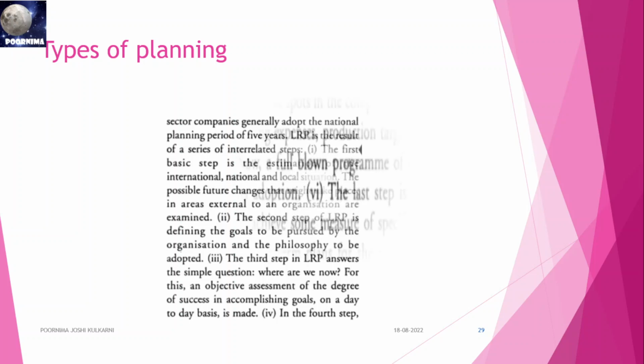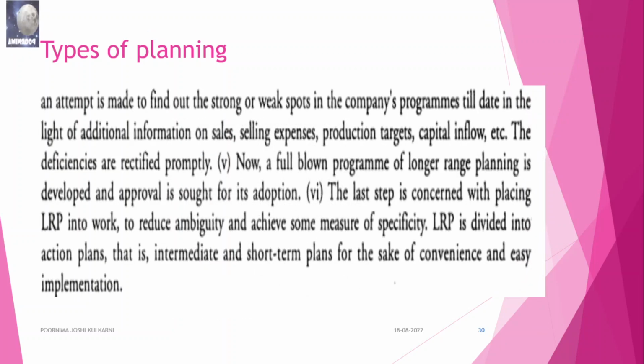The fourth step is an attempt made to find out the strong or weak spots in the company's programs till date, in the light of additional information on the sales, selling expenses, production targets, capital inflow, etc. The deficiencies are rectified promptly. Now, a full blown program of the long range planning is developed and approval is sought for its adoption.